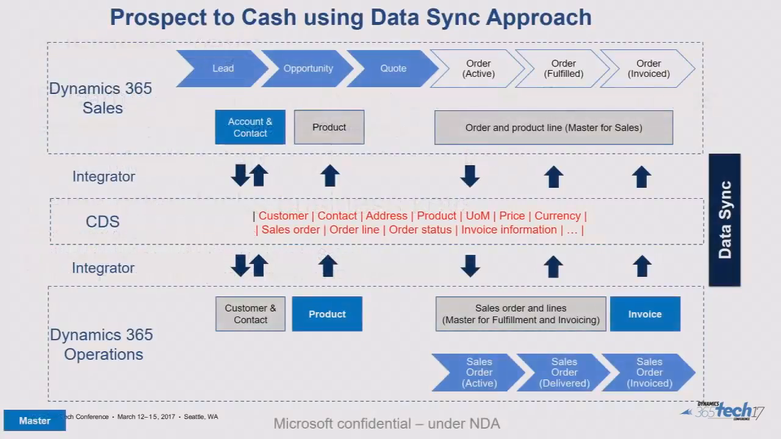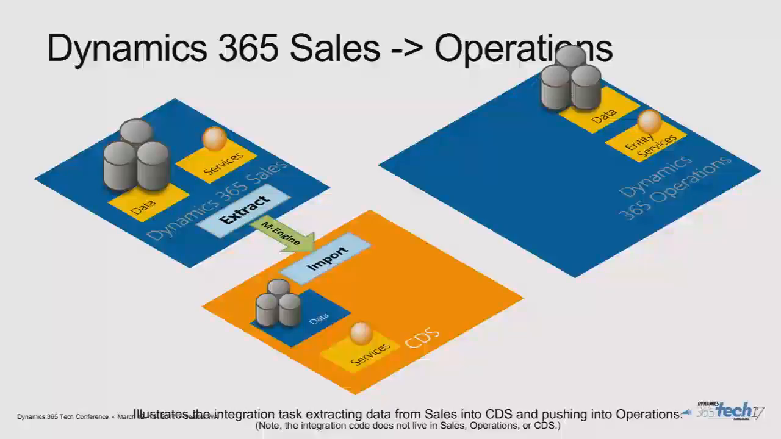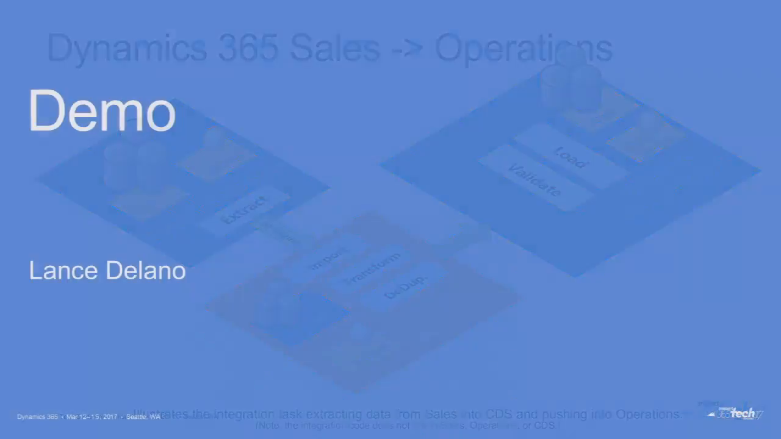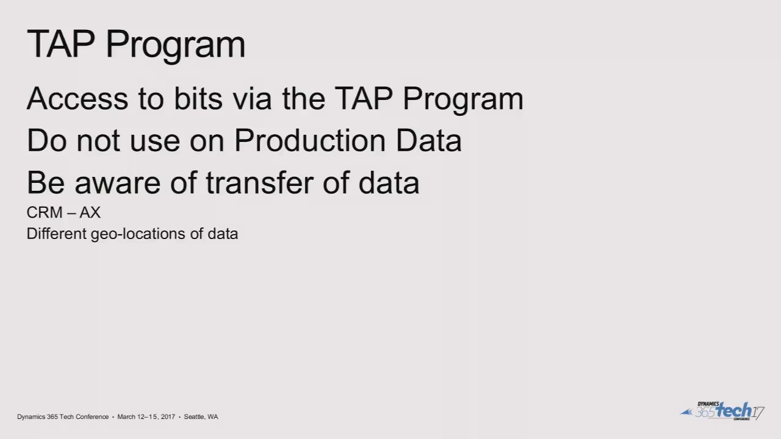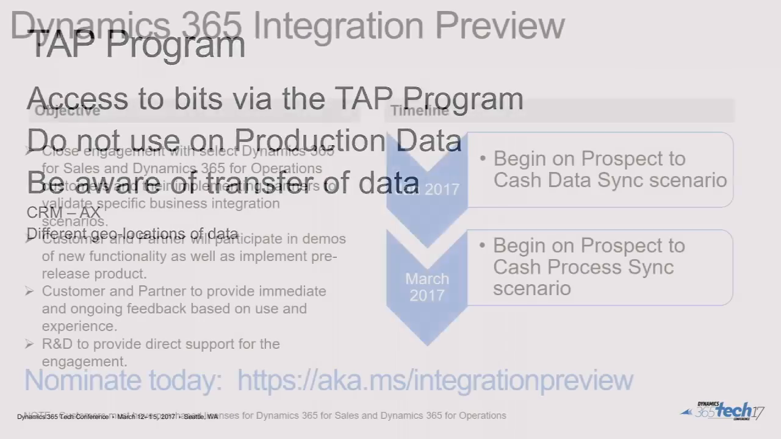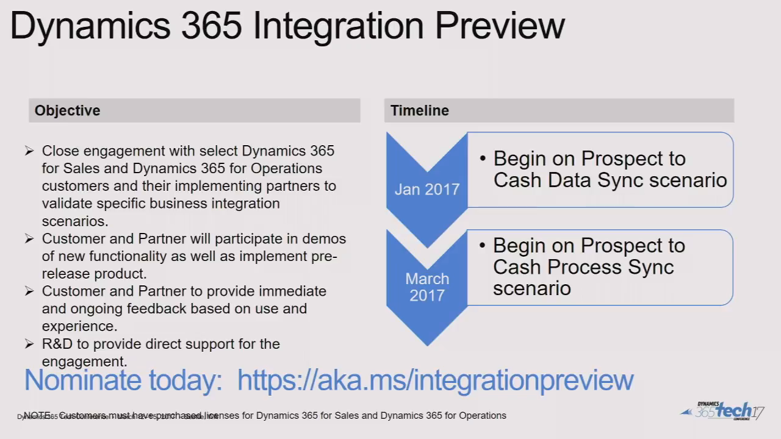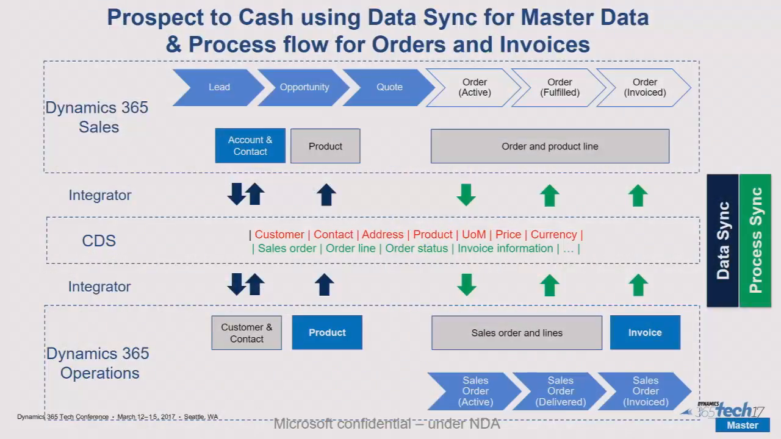That's correct. All right, just a couple more points. So somebody asked earlier, how can you get a hold of this? Access to these bits is via the TAP program. This is a do not use on production data till it's actually GA'd. But we're looking for people who would like to try it out. And I mentioned the transfer of data out of sales and across geolocations. We'll be beginning this. I talked briefly about the data sync versus process sync. Data sync started a while back. We'll begin on process sync in the not too distant future.